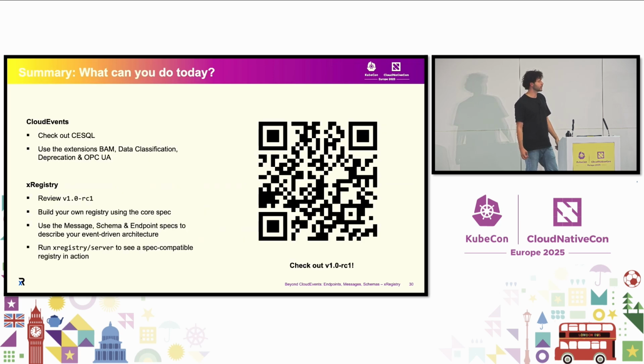So, taking away from this talk, I think it's very important for CloudEvents: check out CESQL, check out the 4 new extensions that are out there, especially deprecation, which I think would be interesting for everyone. And for xRegistry, you can review this RC1 right now. The QR code is on the right. You could use the core spec to build your own registry, or you could use the messages, schema, and endpoint implementation specs to describe your event-driven architecture. And you can also run the server locally, the reference implementation, to play around with a registry like that in action.